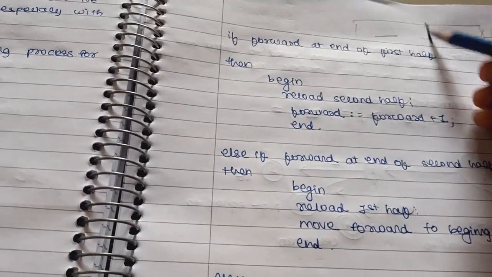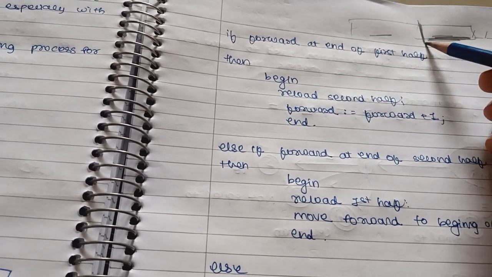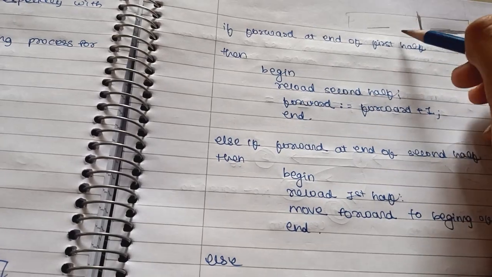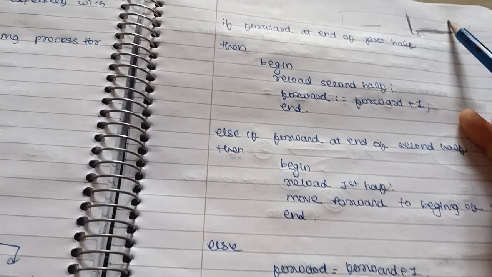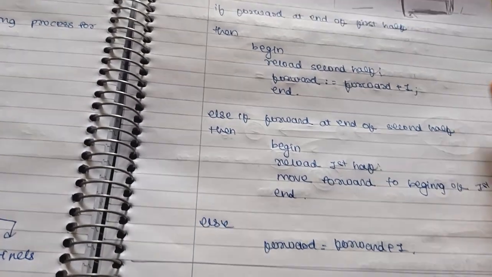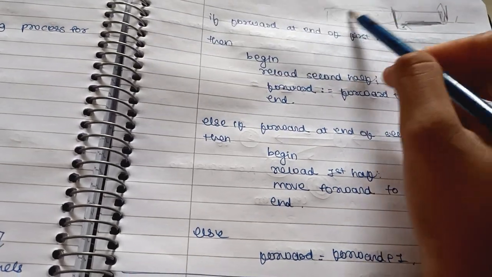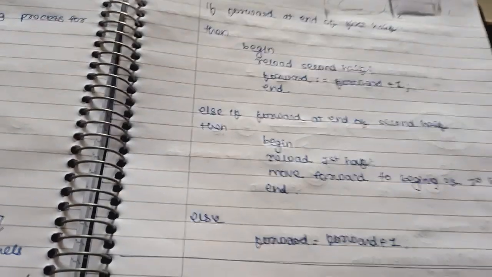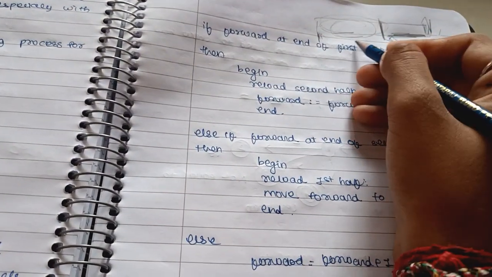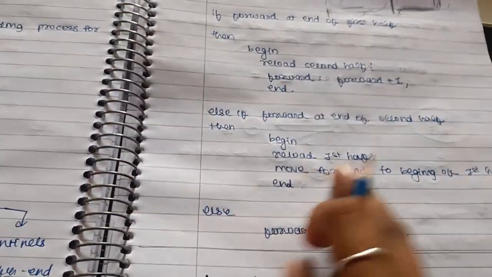So if it is at the end of the first buffer, then I need to reload the second buffer, and I'll just increase the position of the forward, that is forward equals forward plus 1. But if the forward is at the end of the second buffer, or the second half, then we need to reload the first half and move the forward to the start of the first half. In the rest of the cases we'll just do forward equals forward plus 1. So this is the end of buffer test.